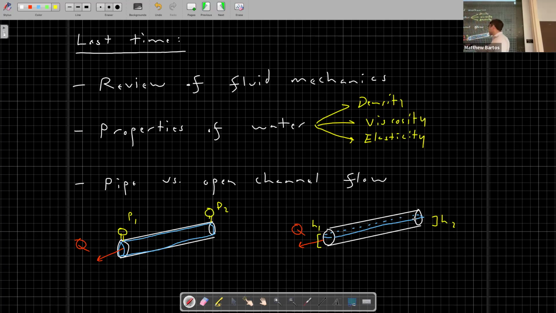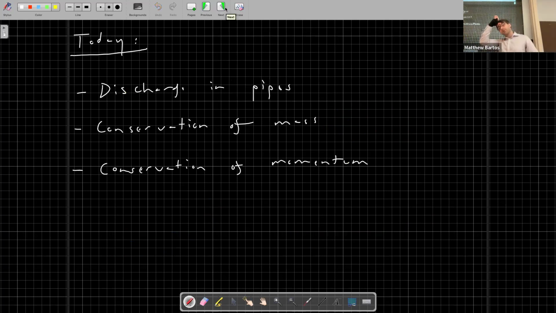So pressurized pipe flow is going to be the first half of this class, and open channel flow, which is a bit more complicated of a case, that's going to be the second half of the class. All right, any questions on pressurized pipe flow versus open channel flow or any of the concepts we talked about on Tuesday? Nope.